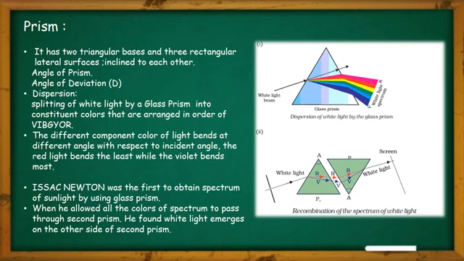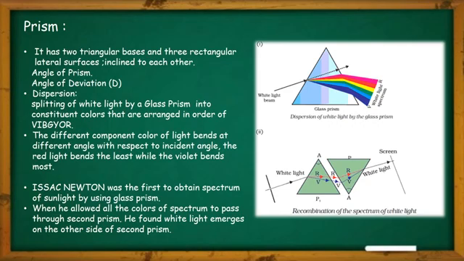You will see that the splitting of white light into a band of colors happens whenever the white light passes through this prism. This was first discovered by the eminent scientist Isaac Newton.